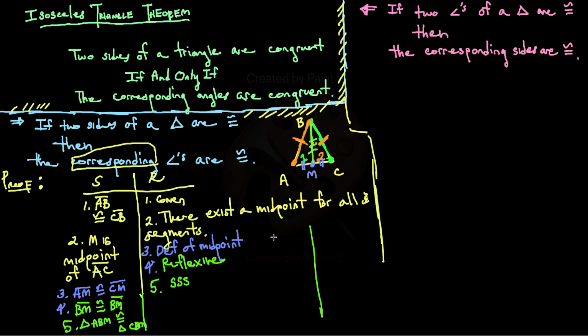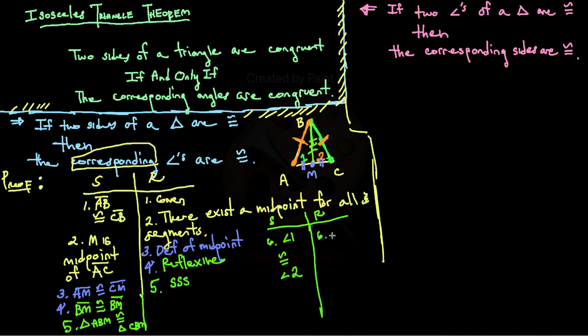Now, with that fact, I'm just going to continue this. So here are my statements, this will be 6. Statements, reasons. With that fact, in this last step, I know angle 1 is going to be congruent to angle 2.